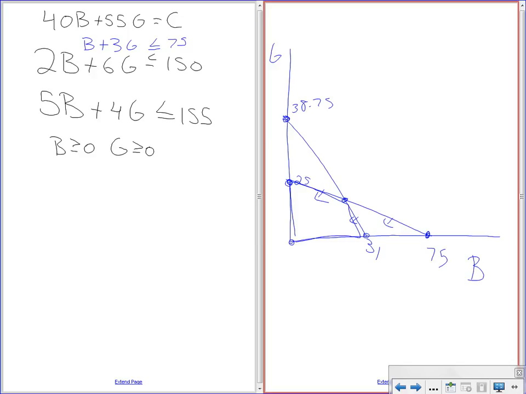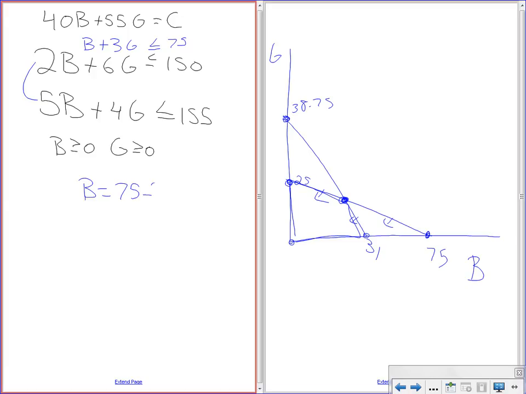Now I have to find out where this point occurred. In order to figure out where that point occurred, it's the intersection of the two lines. It's the intersection of these two lines. I'm going to use system of equations via substitution to solve. So I know that B equals 75 minus 3G. Do you agree?